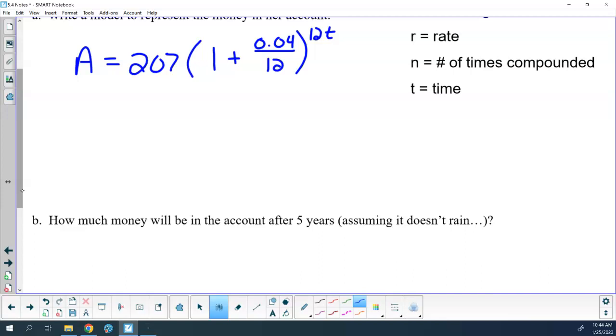So then this would be A equals 207 times 1 plus 0.04 divided by 12 to the 12 times 5. You just basically plug that right into your calculator as it is. You might have to put parentheses around and put 0.04 divided by 12.